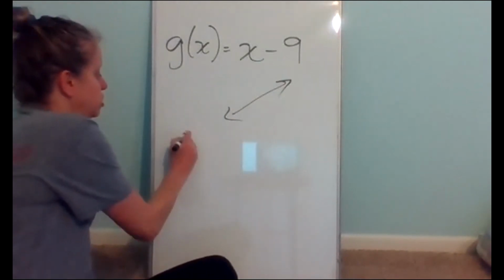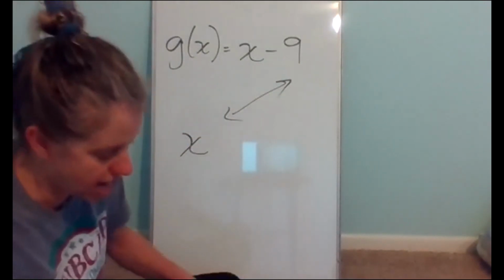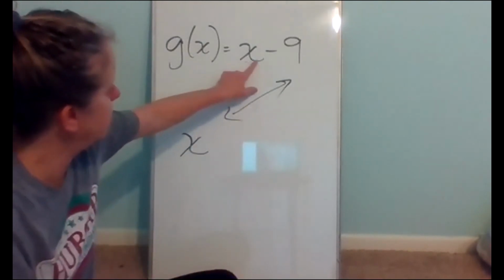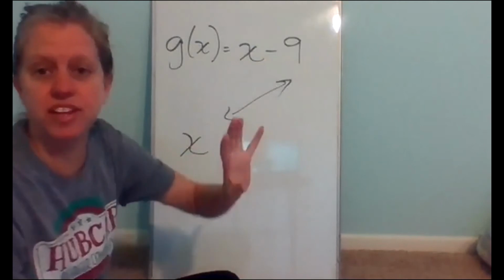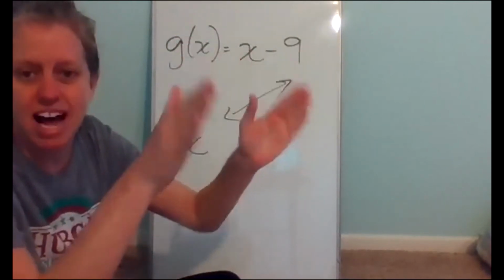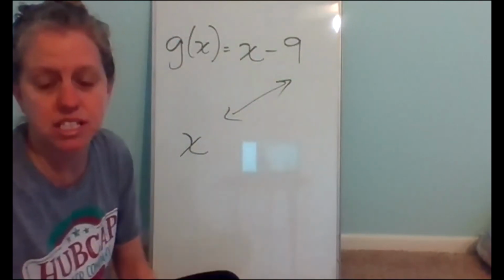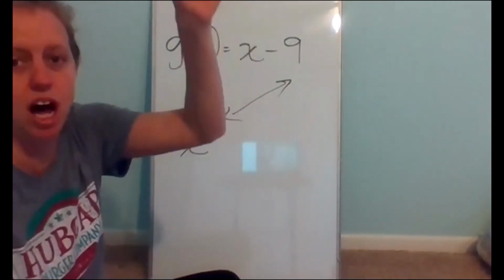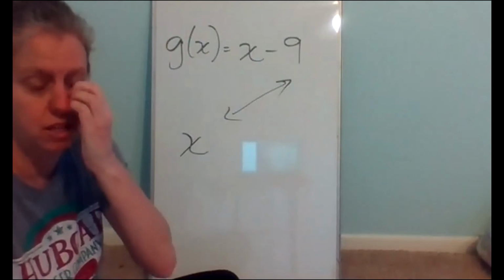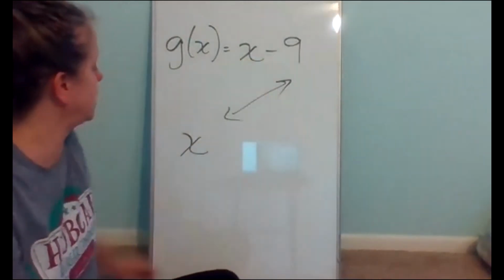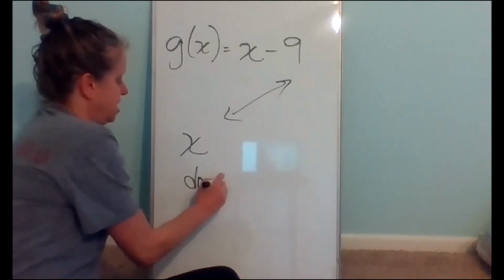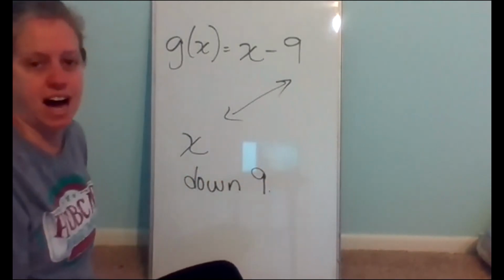So you're starting off with just the x shape, and then you're going to shift it. Since this minus 9 is on the outside, right? It's not inside anything. If you're on the outside, that's a vertical shift, which means up or down, and I go with the sign. So I'm going to start off with the graph of x and then shift it down 9.